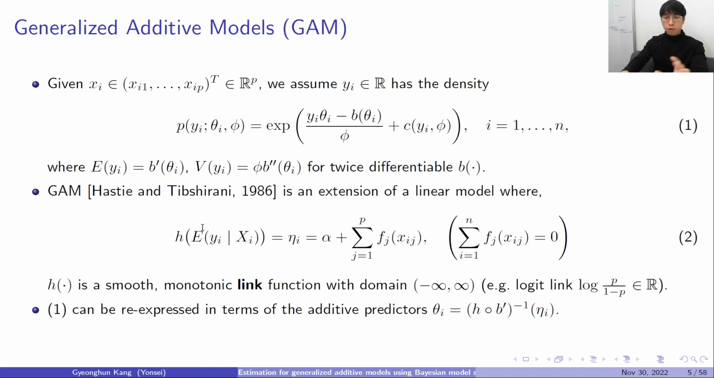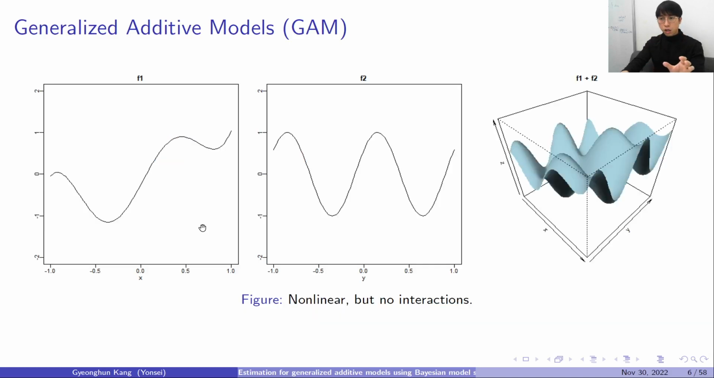So generalized additive models are the extension of generalized linear models, where each covariate is allowed to be nonlinear, right? But there's no interaction. So for example, if we have two covariates, then we are using these marginal nonlinear functions to construct this two-dimensional surface here. Since there's no interactions, the number of parameters is more or less confined compared to other non-parametric methods. And this is why it's sometimes called a semi-parametric method.